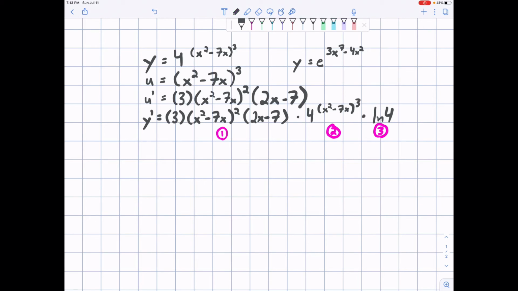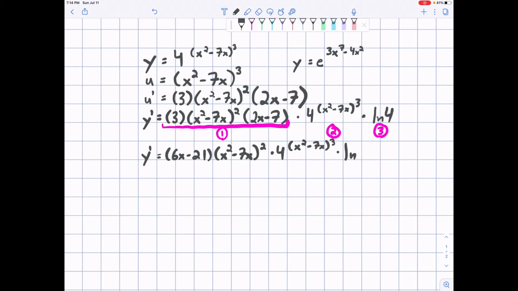To fully simplify this, what we could do, and I'm going to do it here quickly, is take step 1, which is this whole expression here. You could do some simplification here. You could multiply the 3 into the 2x minus 7. So it would become 6x minus 21, and then x squared minus 7x to the 2. And then now I'm going to write my step 2 again. No simplifying to do there. x squared minus 7x to the 3, and then times ln 4.